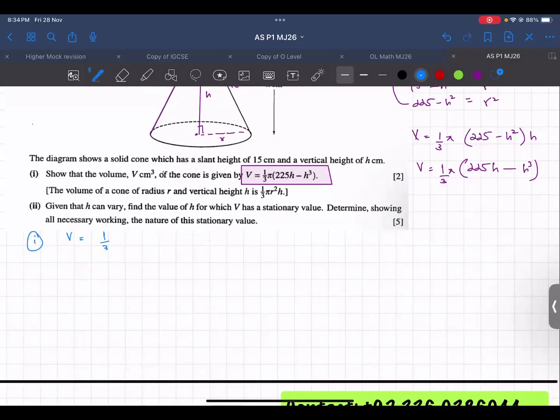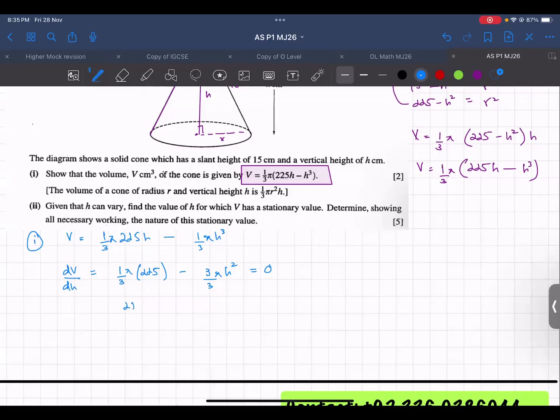V is equal to 1 upon 3 pi into 225h minus 1 upon 3 pi h cube. I have expanded the bracket. Now if you differentiate, this will become 1 upon 3 pi into 225 minus, the power 3 comes down and multiplies, so 3 upon 3 pi h square. And we have to find the stationary value, so it's equal to 0.